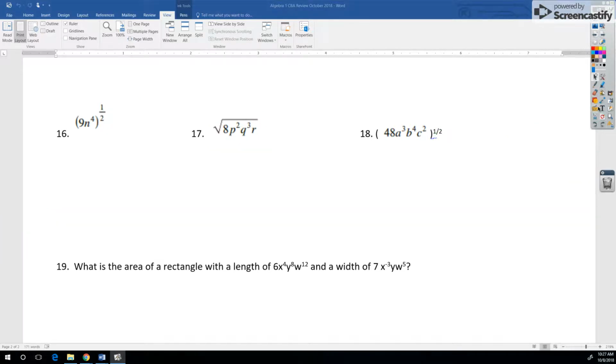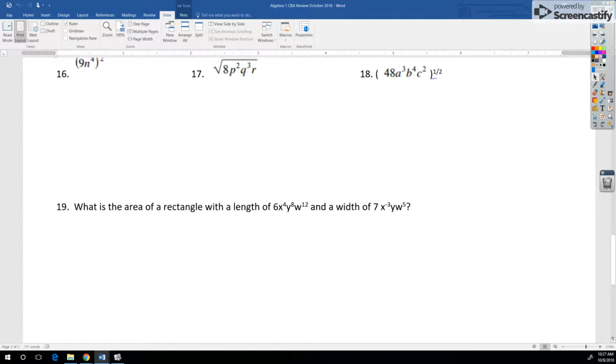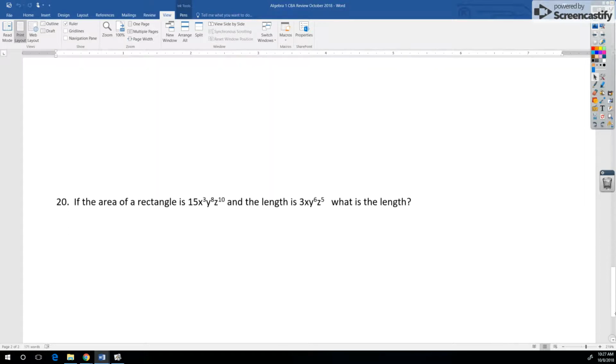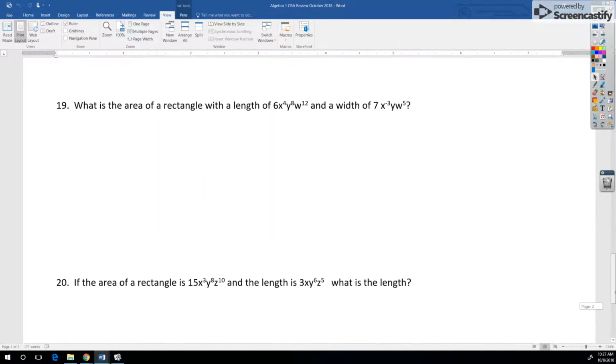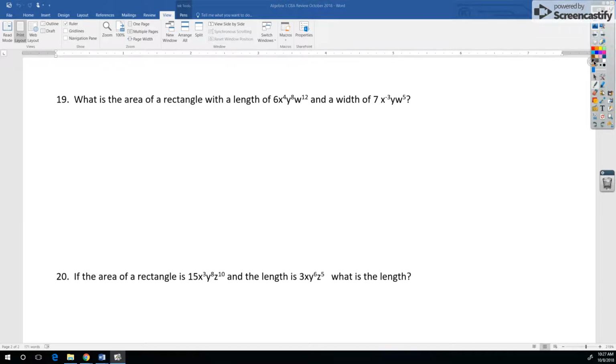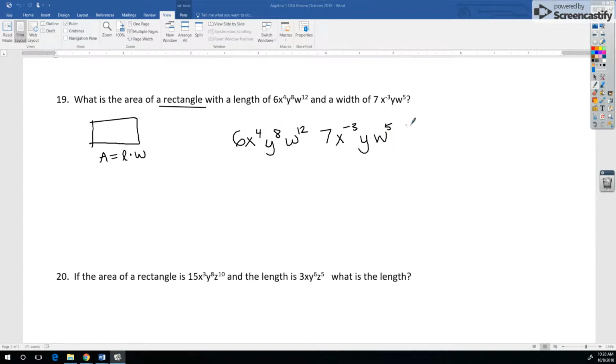Okay, 2 more. Area. Yep, that's it. Okay, area. A rectangle. Area equals length times width. So our length is 6x to the 4th, y to the 8th, w to the 12th. And the width is 7x to the negative 3, y, w to the 5th.